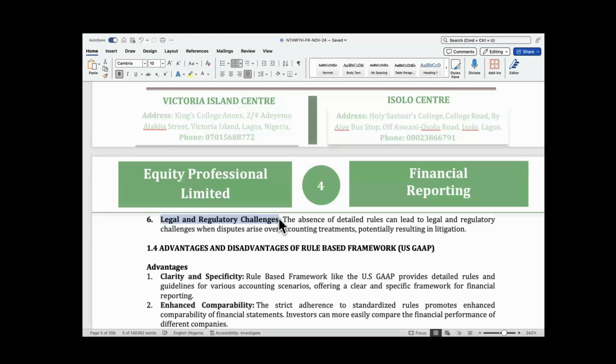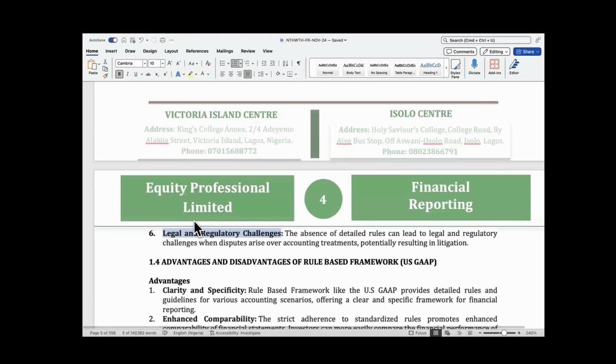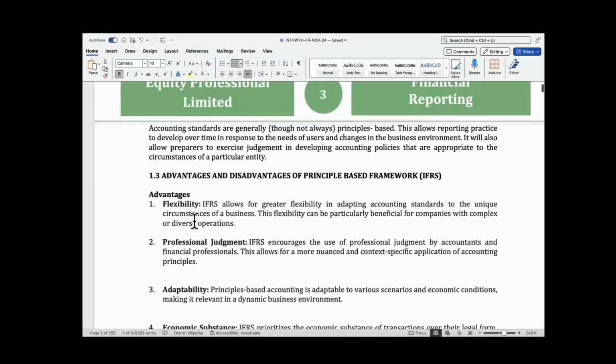And also you will find out that there is a body called the Financial Reporting Council. I would mention that later, but this exists. Legal and regulatory challenges come along the line of principle-based, because there are disagreements on how you should treat an item. By the time you're misleading your investors, they could sue you. Okay, so those are the advantages and disadvantages.